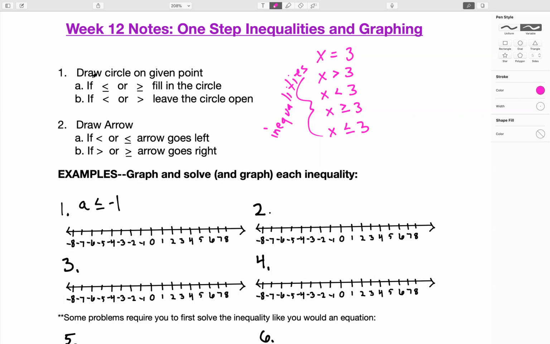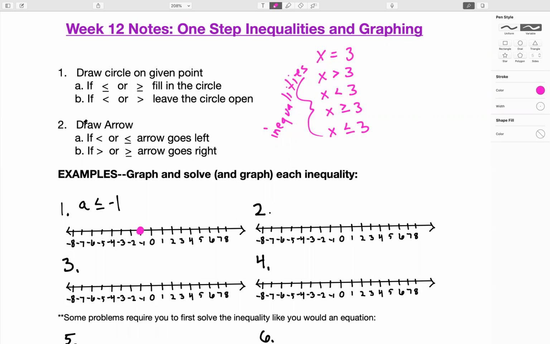So first thing we do is we draw a circle on the given point. So where's -1? Right here. So we'll draw a circle right there. If it's less than or equal to or greater than or equal to, we're going to fill in the circle. So let's fill the circle in.